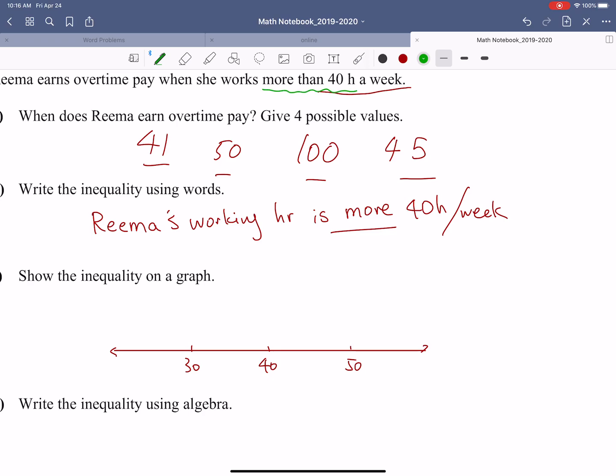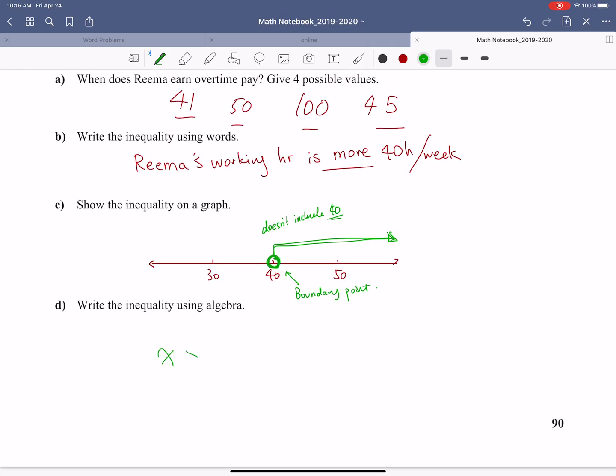So 40 hours, does it include 40 hours? I don't think so, okay? More than 40 hours. So basically 40 is your boundary point. I'm going to put it here. Because it does not include 40 hours, it's basically talking about more than 40 hours. So it's this way. That's how you represent the inequality, okay? So it's more than 40 hours, and the circle here is hollow. It's not solid, which means that it doesn't include 40 itself, okay? Using algebra, so basically x bigger than 40.